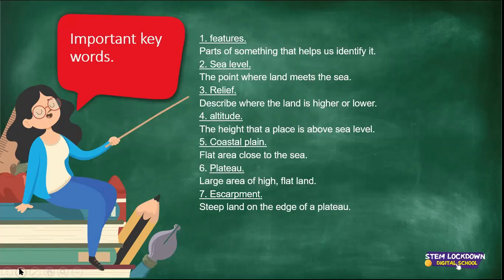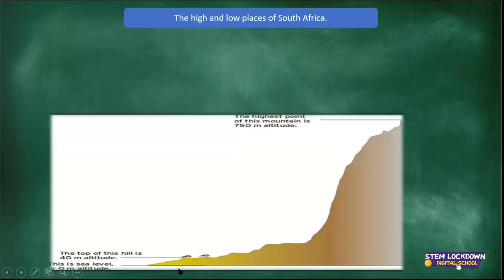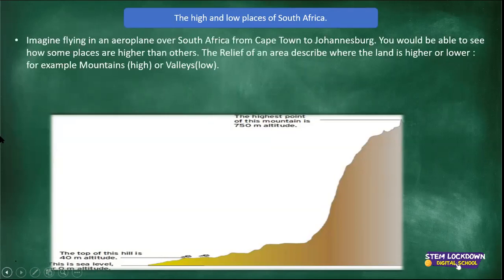All right, so the high and low places of South Africa. As I've told you, on one side we have the coastal plain. The coastal plain is flat and close to the sea. As you can see here, it is flat and close to the sea. And then the plateau is an area that is up there and it is flat. All right, so let's continue. Okay, listen guys.